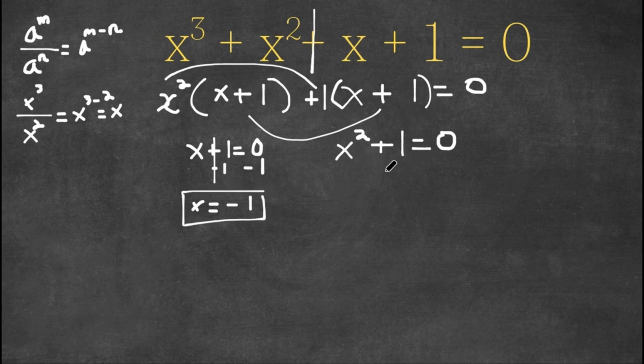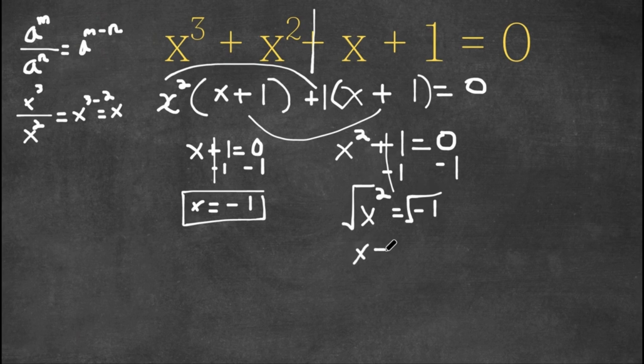Now for x squared plus 1, well, we still subtract 1 on both sides. These two cancel out, and we get x squared equals -1. Now, if we take the square root on both sides, we get x equals the square root of -1. And the square root of -1 is actually equal to i. So i is also a solution. So our two solutions are x equals -1 and x equals i.